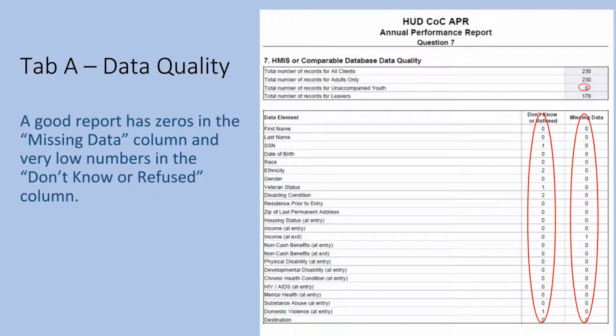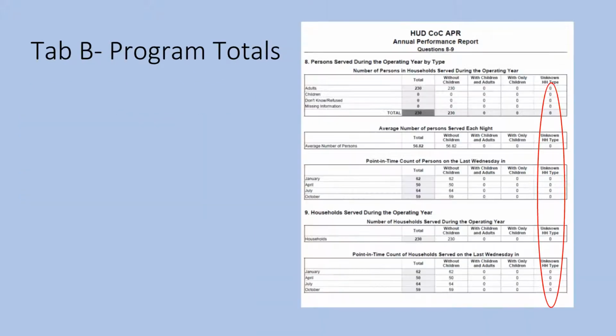The first page is an overview of the report data quality. At the top, you should check to see that you have a 0 in the unaccompanied youth, if your program serves adults. You can see how many don't know or refused answers and how many missing answers there are for all the data elements. A good report has zeros in the missing data column and very low numbers in the don't know or refused column.